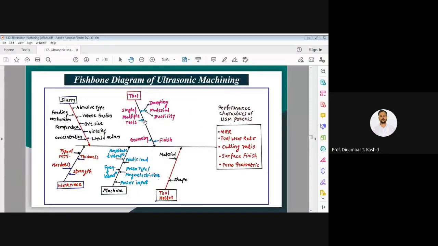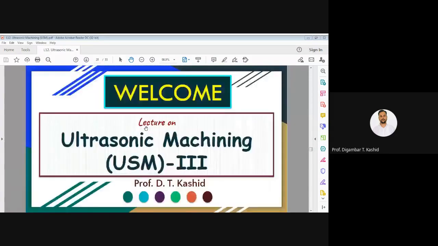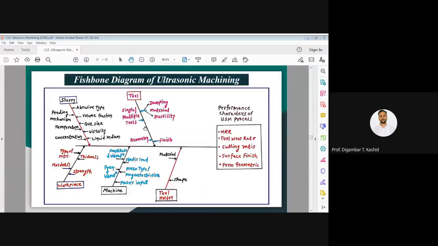Now the next point is the fishbone diagram, that is called process parameters. Now these process parameters and their effect we'll see in the next lecture.